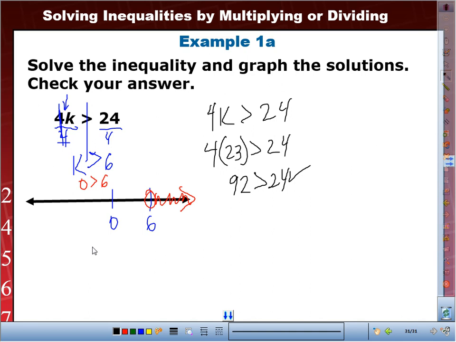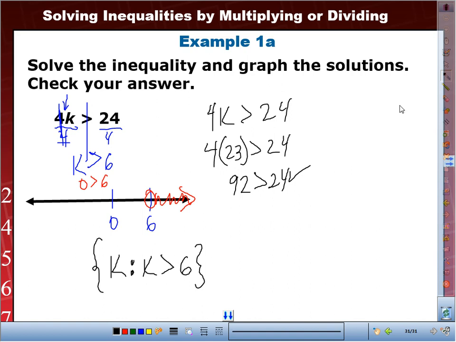Let's see, Marissa, help us out. Solution set. Okay, k and then the 2 dots. k, colon. Or it says solution set for all k such that k is greater than 6. Very good. Everybody got it?